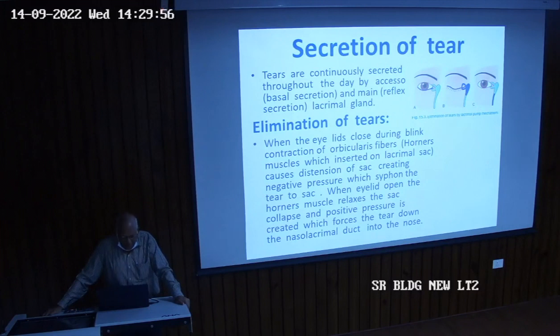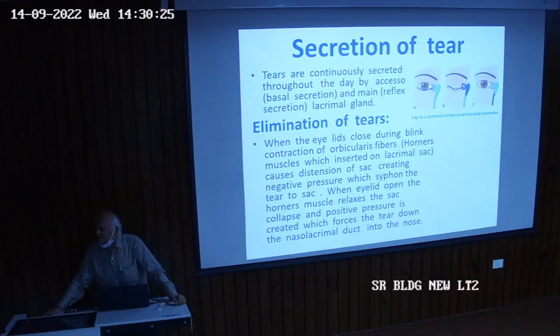When the eyelid opens, Horner's muscle relaxes, the sac collapses, and positive pressure is created, which forces the tear down the nasolacrimal duct into the nose. See the first diagram, A. It's normal. The tear is there, blue is the tear. Just see part B. When the eyelid closes, the orbicularis muscle contracts.